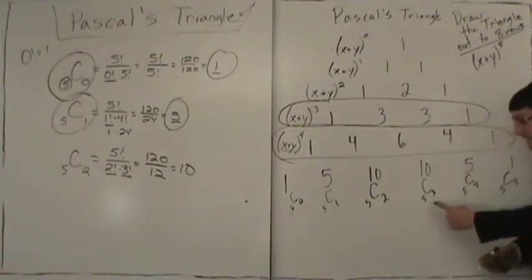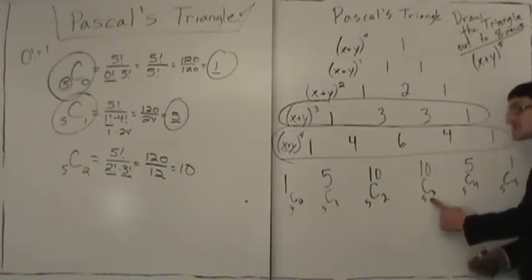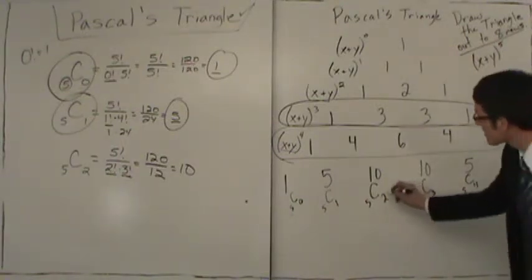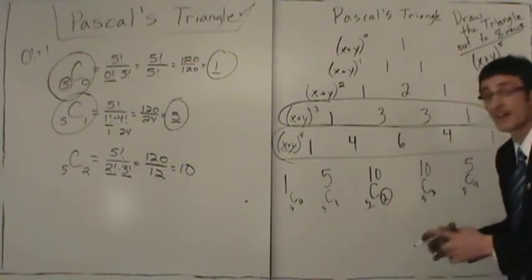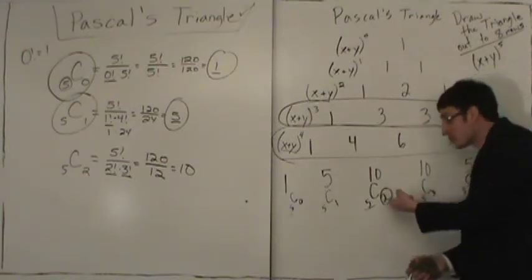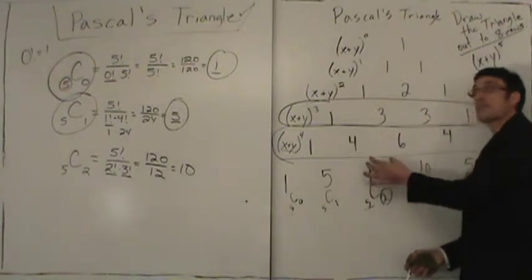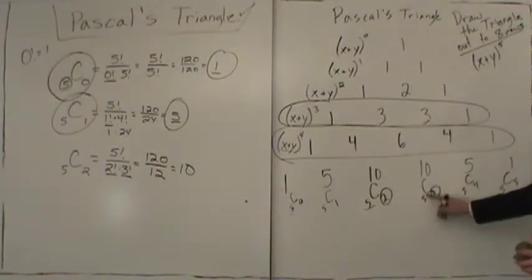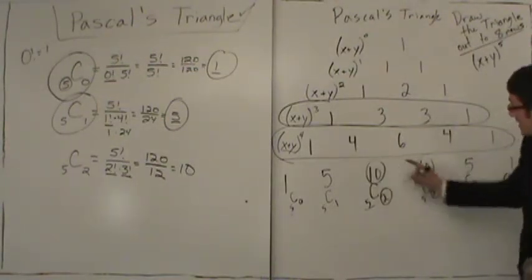Question, is combination 5 choose 3 the same as combination 5 choose 2? Yes. How many ways can we select 2 people out of 5? How many ways can we select a group of 2 people out of 5 people? That can happen 10 ways. How many ways can we select a group of 3 people out of 5? That can also happen 10 ways.